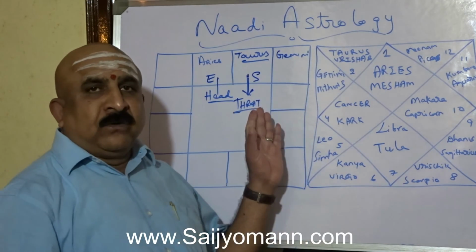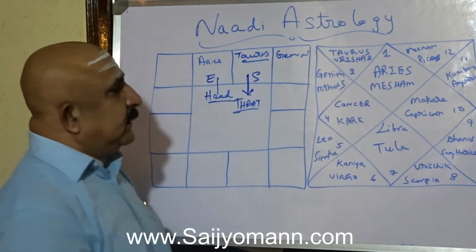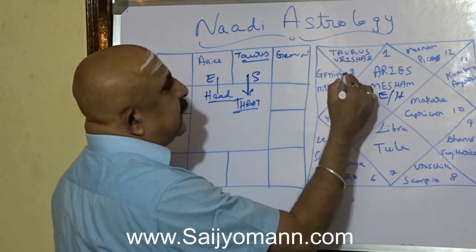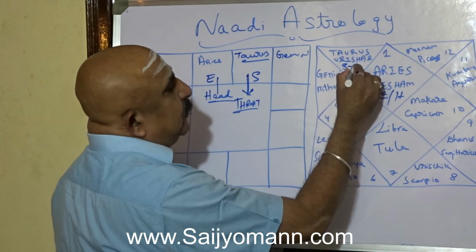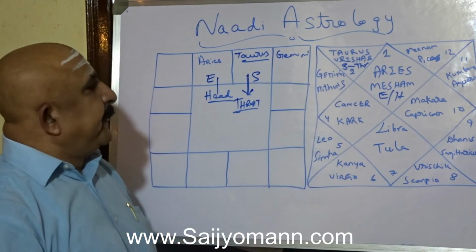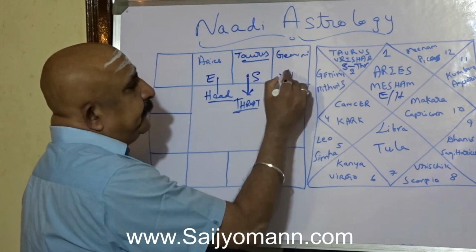Sorry, I am concentrating only on this. Here also same thing. Aries. Again, east. Okay. About head. Taurus now. Second one. It is south. About throat. Clear? Now Gemini. East, south. This is west.